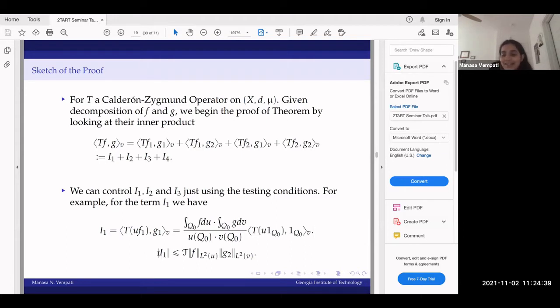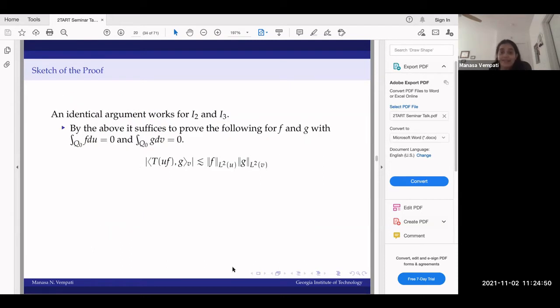So using the testing conditions, we have a control for the term I1. The control for the terms I2 and I3 is similar. Now what this does is it makes our proof a little bit simpler, in the sense that instead of controlling the inner product of TFG for F and G which do not have an average over the support cube Q naught equal to 0, we can just consider those test functions f and g for which this part is 0, since we are able to control the terms I1, I2, and I3.